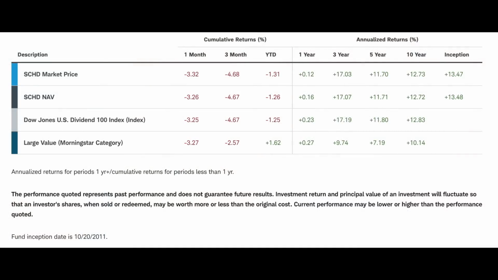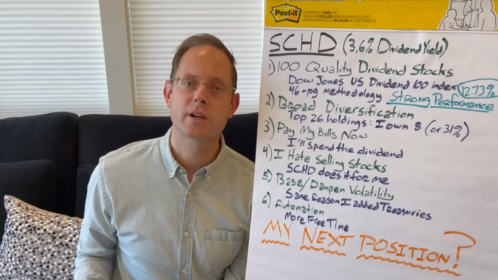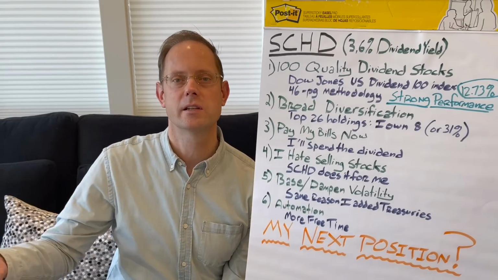As you can see, this is a chart from Charles Schwab from the website of SCHD. SCHD is the Schwab U.S. Dividend Equity ETF, and it is meant to track more or less the Dow Jones U.S. Dividend 100 index. As you can see in the chart on the screen, this thing has performed really well. Over the 10-year period, on average, it's delivering 12.73% total returns. That includes the stock price appreciation and also the reinvested dividends.